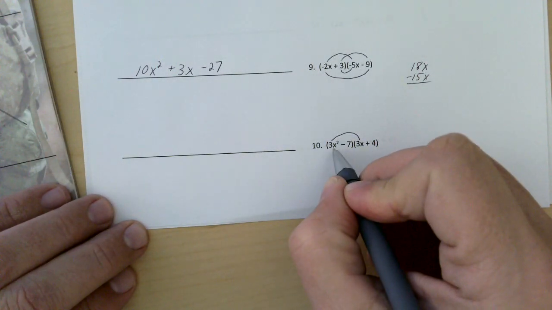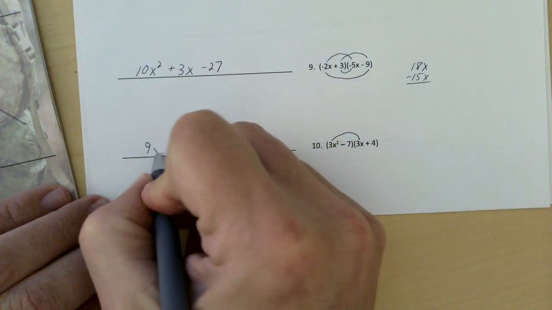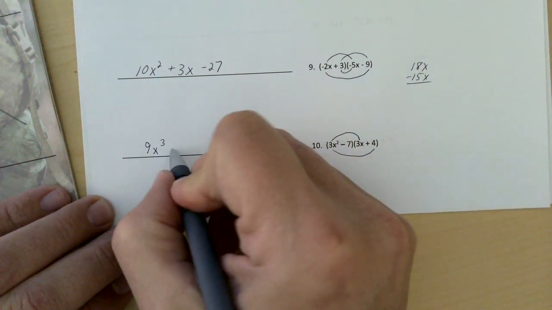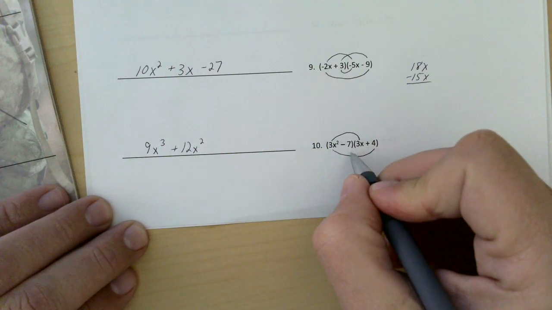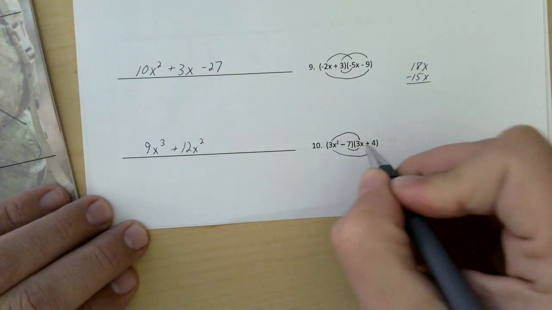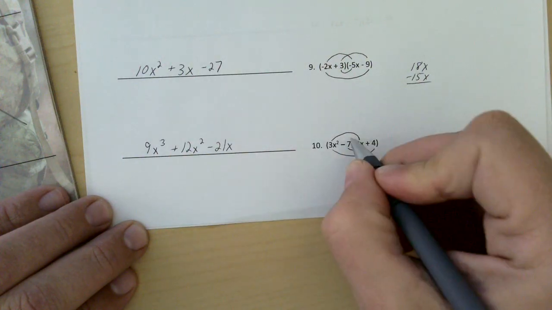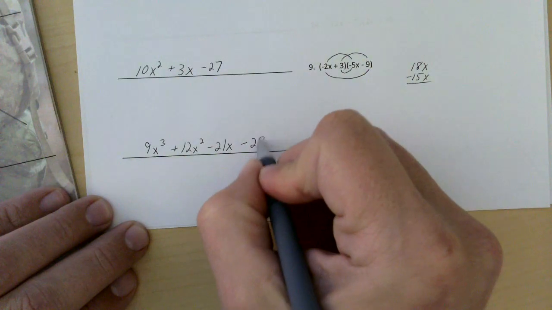So I basically distribute the 3x squared to the 3x. That's going to be 9x cubed. This right here is going to be a 12x squared. Then I come back around and I distribute the -7. So inside I'm going to have a -21x. And then finally, -7 times 4 is going to be a -28.